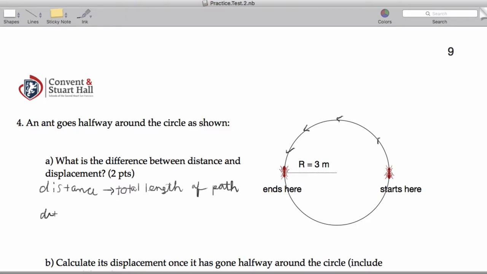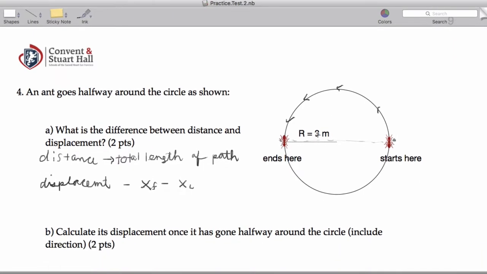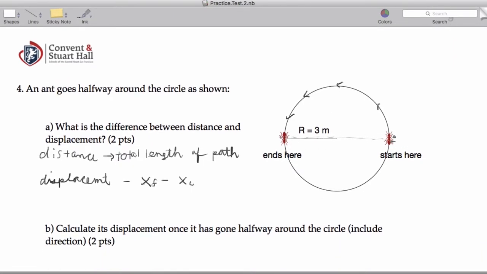Now, displacement is going to be just the final position minus the initial position. So the ant ends here, having started from here, and we just look at the straight line path from start to end.